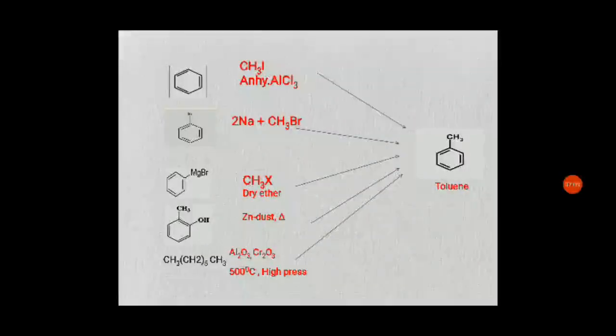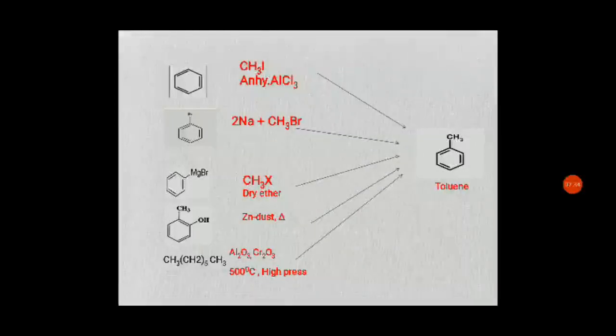Therefore, we have to take methyl halide in presence of dry ether. We get toluene. Then from orthocresol or metacresol or paracresol, here we have taken orthocresol. When this cresol, ortho, meta or para, is heated with zinc dust, then oxygen will be removed and we get toluene, or reduction takes place and we get toluene.